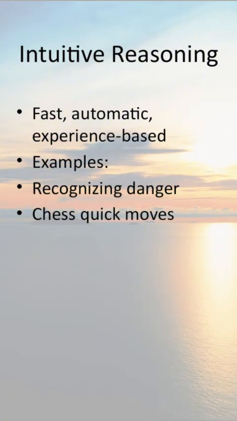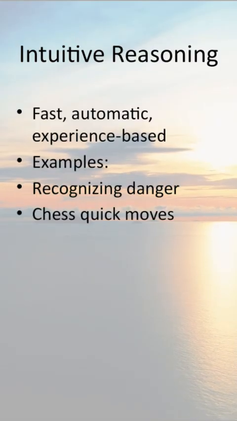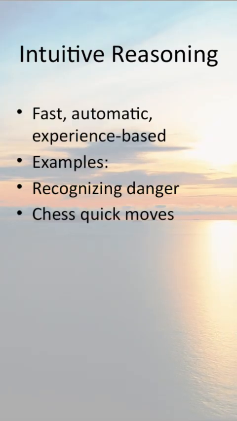When we think about fast, automatic, experience-based thinking, we're talking about those quick judgments and decisions we make without even realizing it. It's what happens when recognizing danger occurs almost instantly, like reacting before your mind even has time to process what's happening. It's also how we make quick moves in chess, those instinctive responses based on pattern recognition and experience.